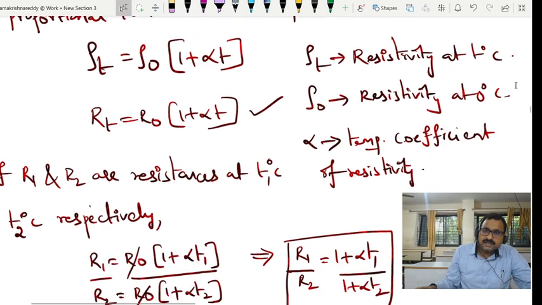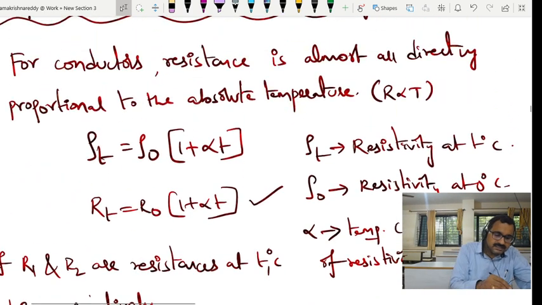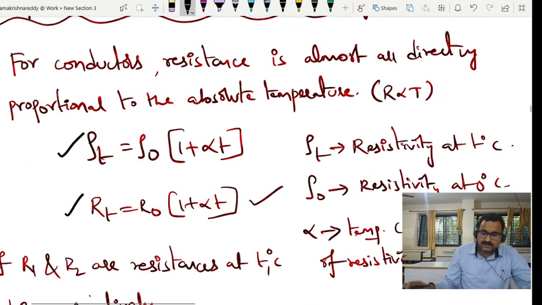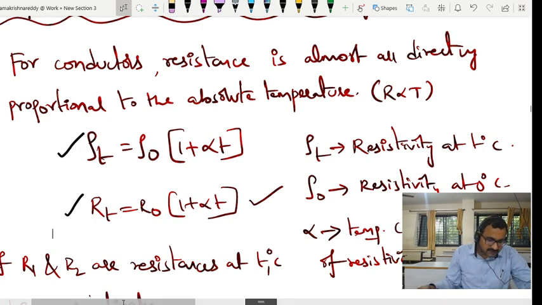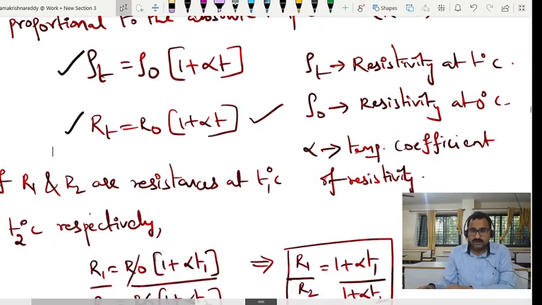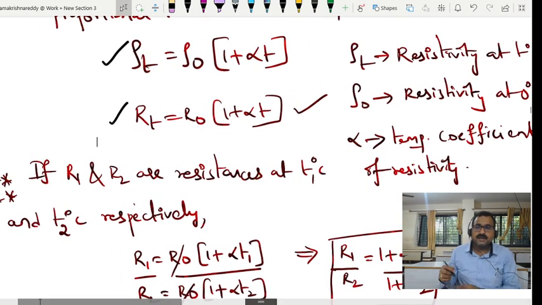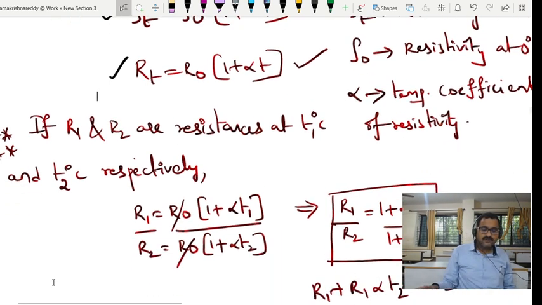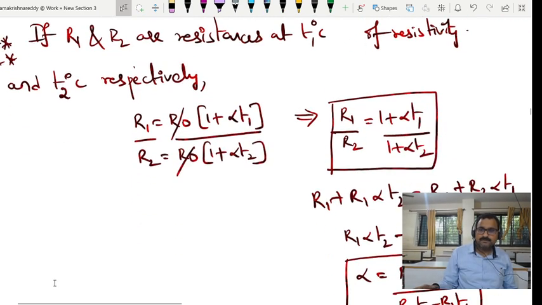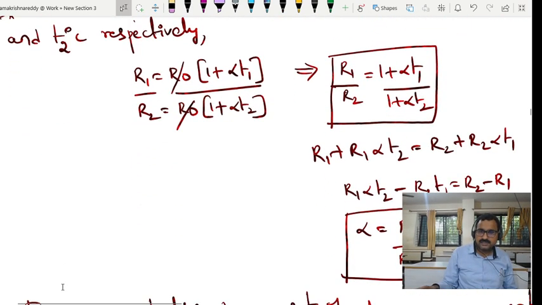That is in terms of resistance or resistivity. This is for resistivity, and this is for resistance, that I wrote there. What is alpha in the first equation? We call it the temperature coefficient of resistivity. In the second case, alpha means the temperature coefficient of resistance. So if R1 and R2 are the resistances at T1 and T2 degrees Celsius respectively, we write R1 by R2 in this way. R0, R0 cancel, cross multiply, and this is the final equation we get.